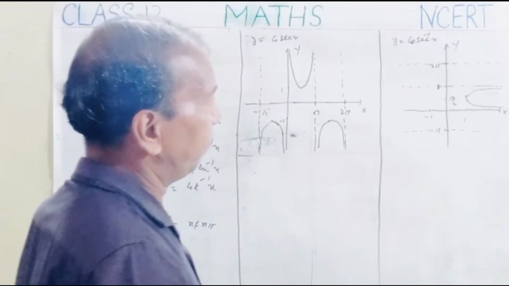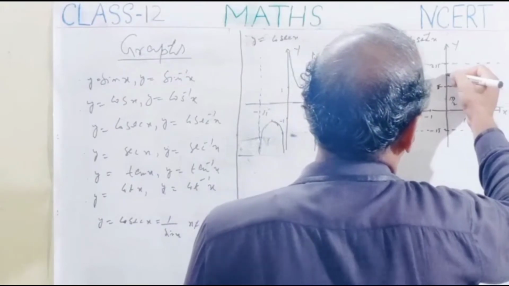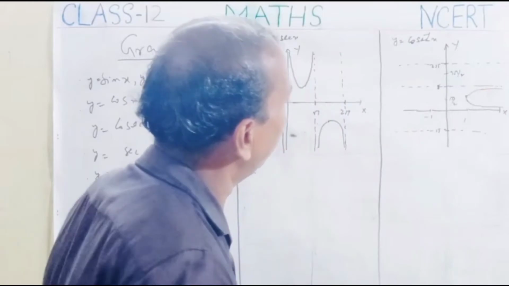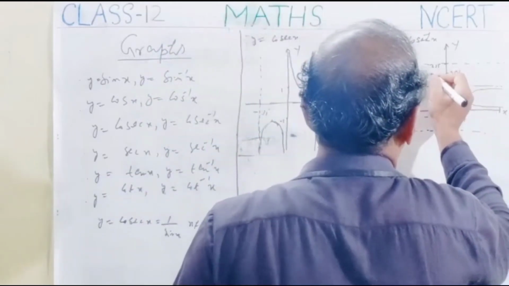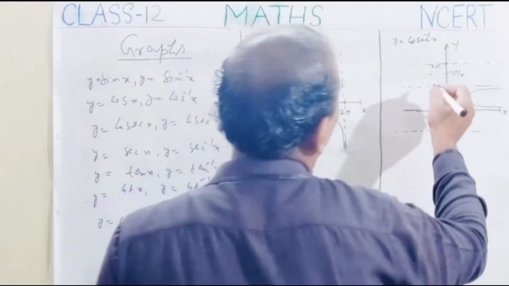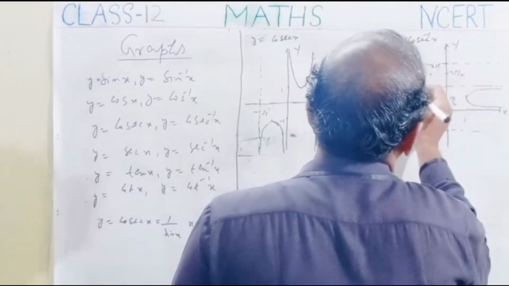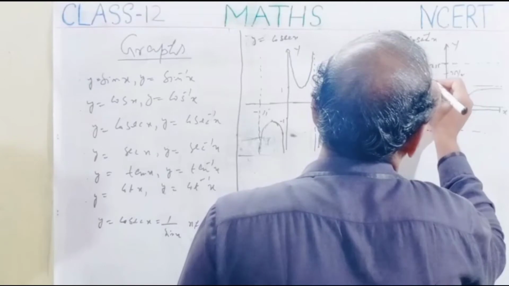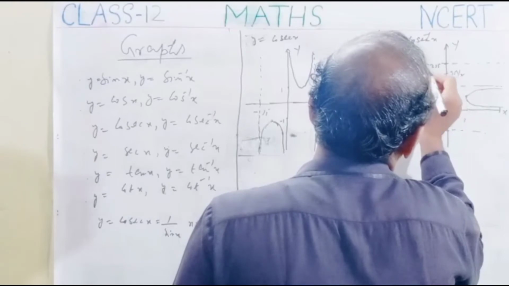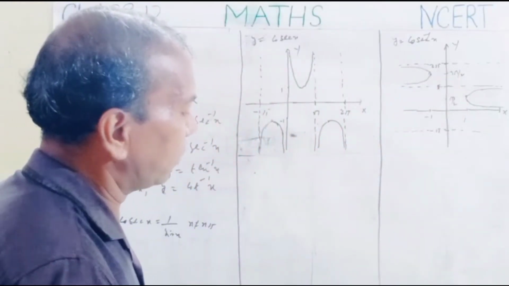Now come to the next, pi and 2 pi. At this point, this will be 3 pi by 2. At 3 pi by 2, the value is how much? The value will be minus 1. So when x is going to be this, the value is 1, and it is going to be infinity at pi, and it is also going to be infinity at 2 pi. Infinity at 2 pi.